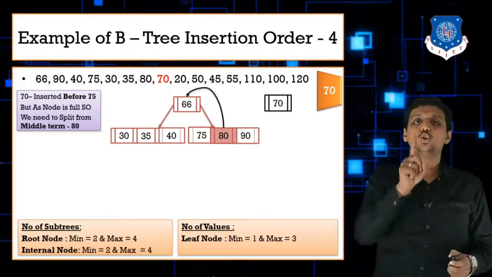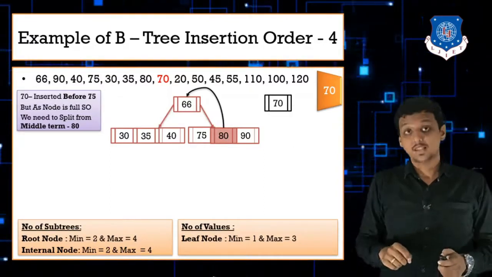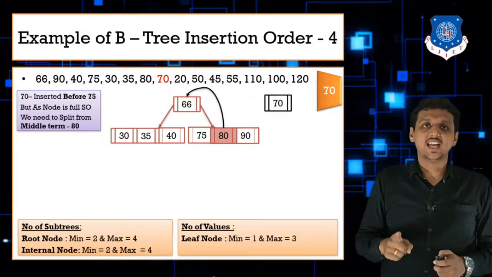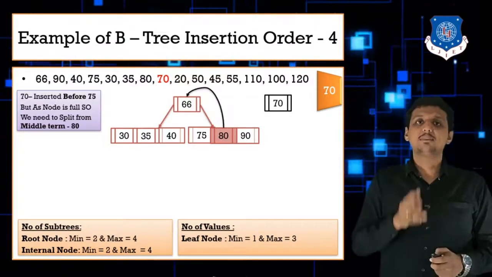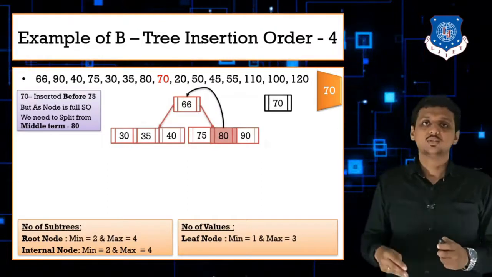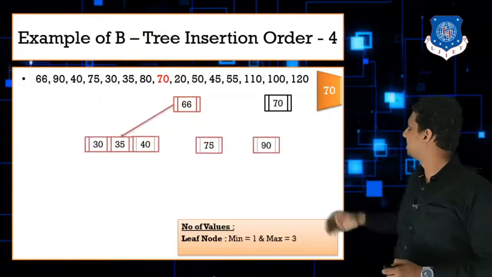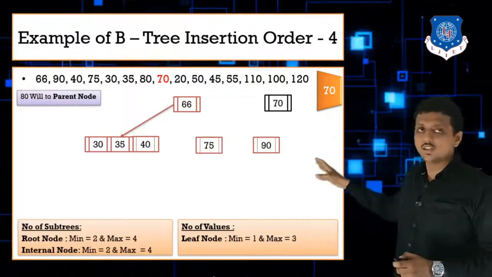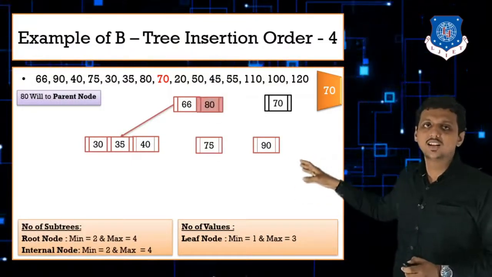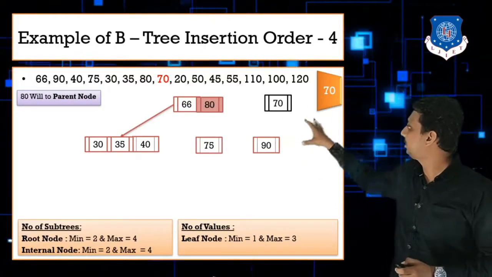Now tell me, on the root node do we have space? Yes, because only one element is there and we can insert maximum 3 values. Okay, so here it is. This is my figure. See here, students, you can insert 80 on the right side of the 66.